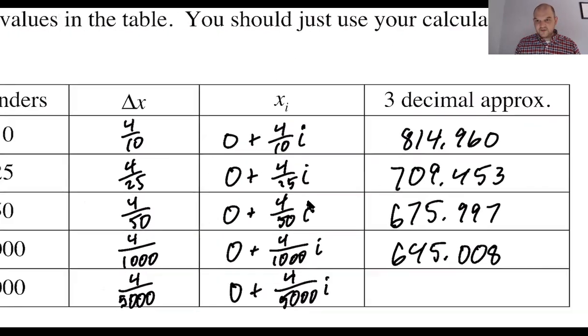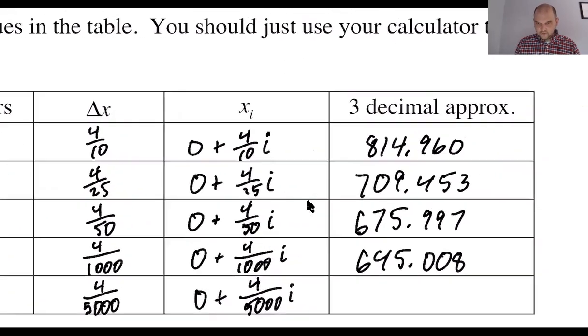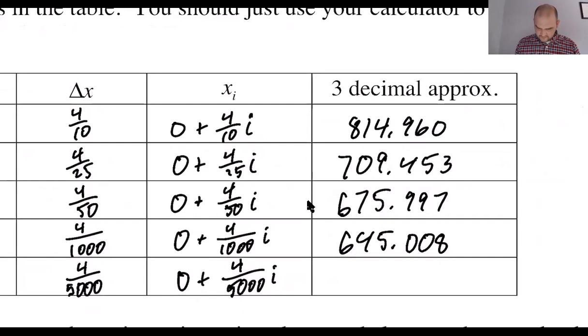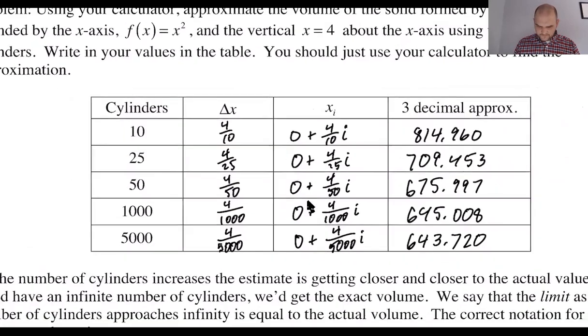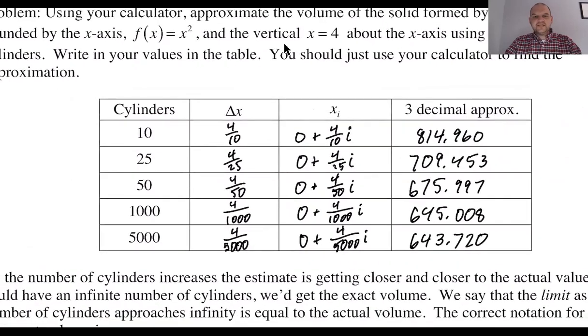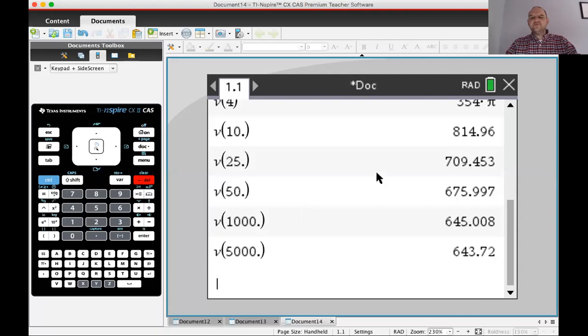645.008. And then 643.720. Okay, so the difference between using 1,000 cylinders and 5,000 cylinders was less than 2. So we're getting pretty close.